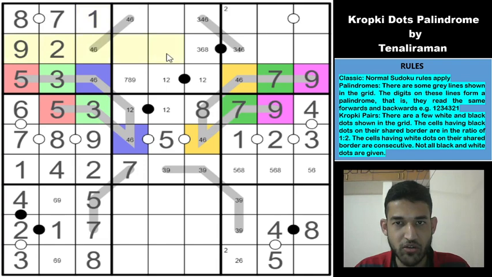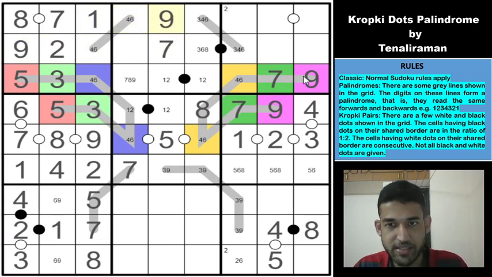Okay, 7 in row 2 has only one cell left, so it has to go here. And 9 in row 1 has only one cell left, classic, so 9 would have to go here. And that resolves this 3, 9 pair immediately. I'm sorry, it should be the other way around. So this would be a 3 and this would be a 9.